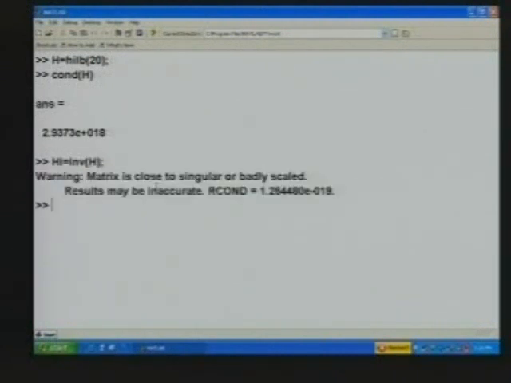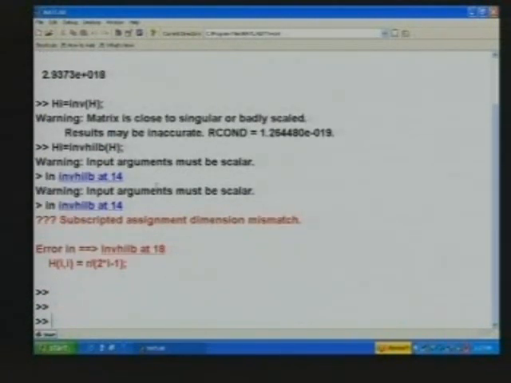If I calculate the inverse by conventional MATLAB subroutines, this is my inverse, and it is showing the condition number is poor. Therefore, normal inversion routines will not work for such matrices. So, you have to go for something like invhilb. You can write HI is equal to invhilb(n). This is a special algorithm which will find the inverse of the Hilbert matrix.